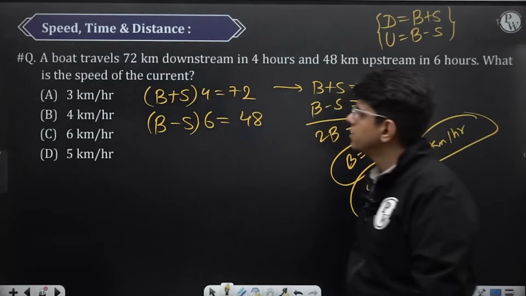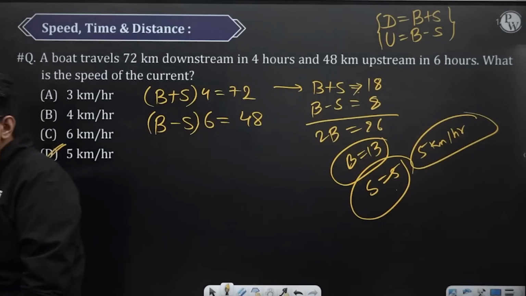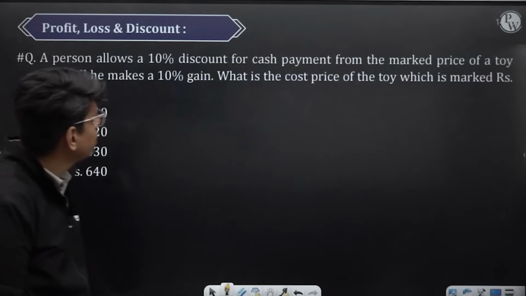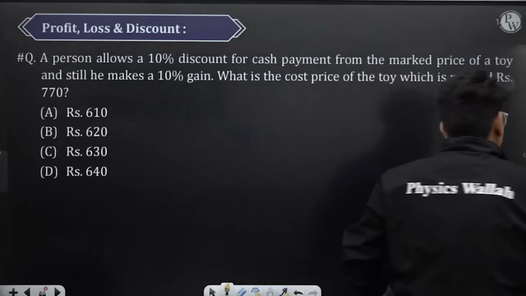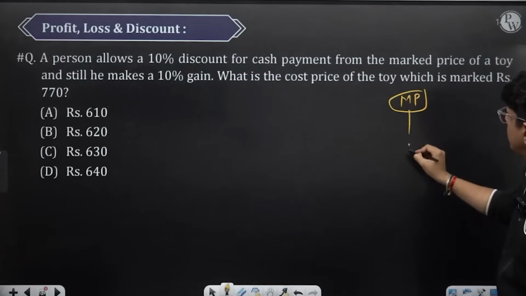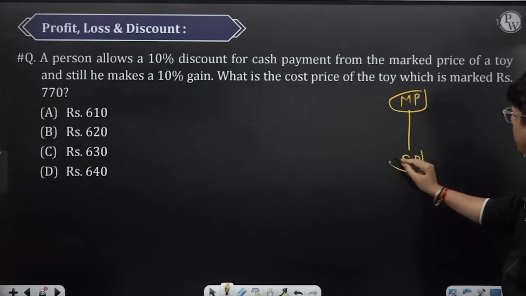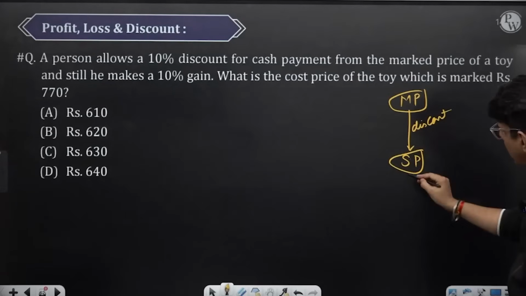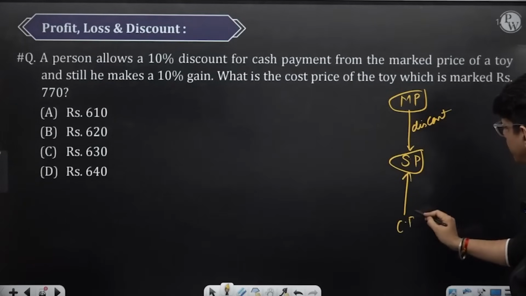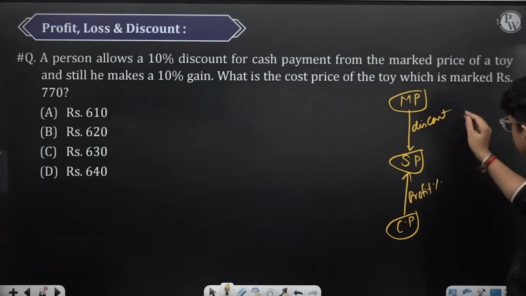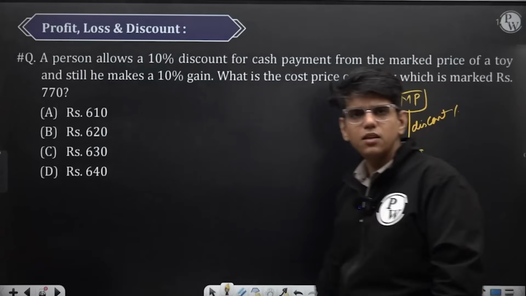Easy, right? Simple question, simple concept. Right? Okay, we'll move to the next thing. Now, here I always tell you that marked price is connected with the selling price by discount. Okay? And the selling price is connected with the cost price based on profit percent, discount percent. Right? This is the main connection.